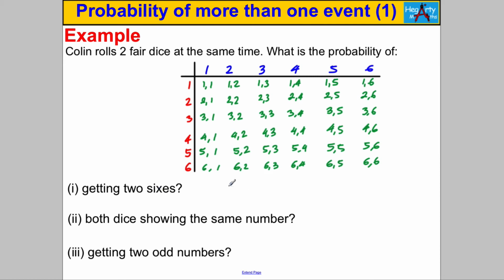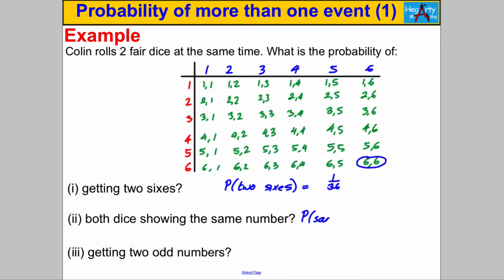So it asks us, what is the probability of getting 2 6s? So all we need to do is look at our sample space diagram and see where 2 6s occur. 2 6s only occur one place out of a total of 36 equally likely outcomes, so it's 1 out of 36.